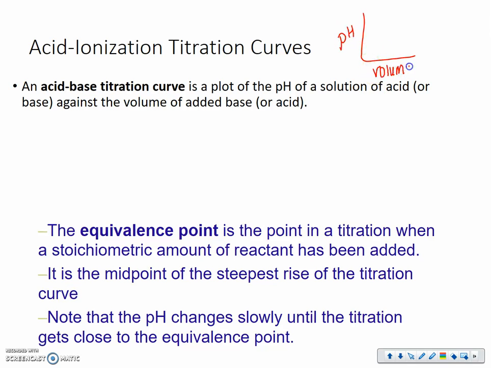So in these experiments, you measure the pH after certain increments of your base has been added, and the equivalence point is when the amount of acid and amount of base are the same. And it's always going to be found on the curve because you're going to see this huge steep jump in the pH, and it's about the midpoint of this huge jump.